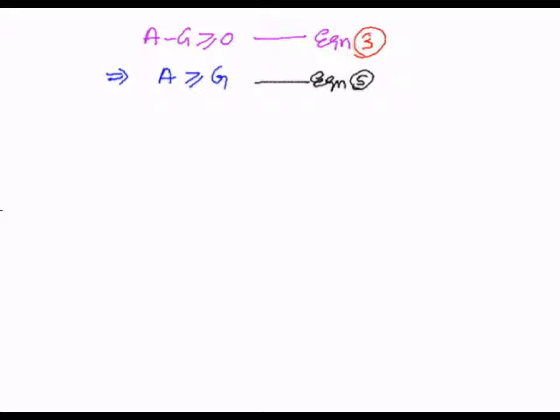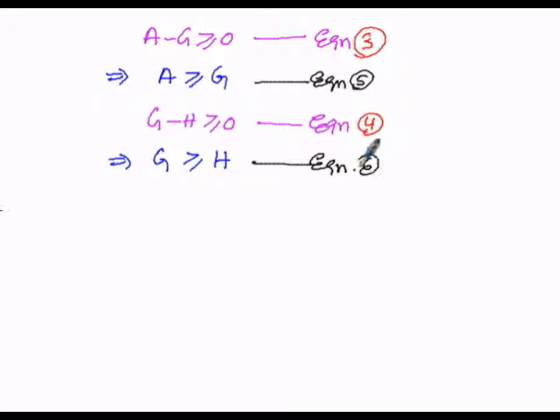Then at the same time, g minus h greater than or equal to 0 is equation number 4. From this we can write that implies g greater than or equal to, when minus h is on the left hand side and we add h on either side, minus h plus h gets cancelled, there will be plus h. So g greater than or equal to h. This will be equation number 6.